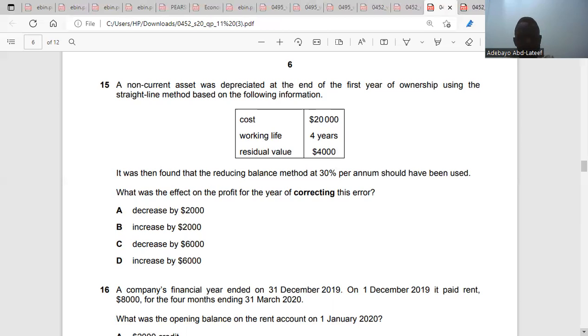So that means 6,000 minus 4,000. To correct the error, there will be a decrease of 2,000, because the straight line method gives us less than the reducing balance method. Using the reducing balance method, we have 6,000. Using the straight line method, we have 4,000. So 6,000 minus 4,000 means correcting the error, we have 2,000. Thank you.